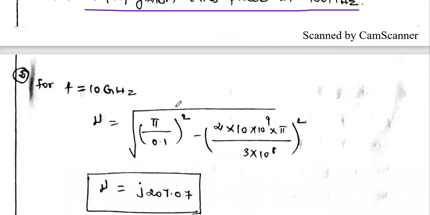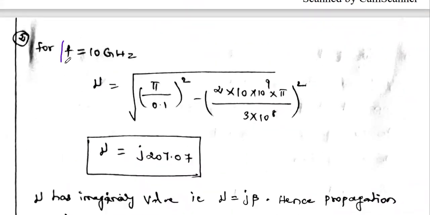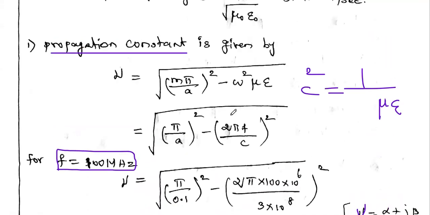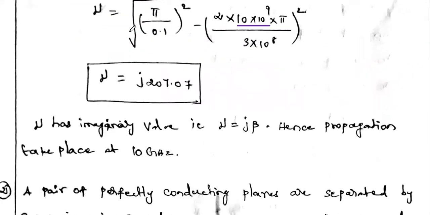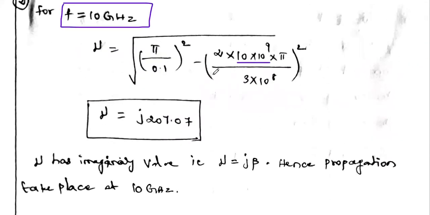Now we are going to check the other frequency. What is the other given frequency? 10 giga. Similarly, you find the propagation constant at 10 gigahertz using the eta formula. Instead of f you substitute 10 giga: pi by 0.1 the square minus 2 into f, where f is 10 into 10 to the power 9, giga means 10 to the power 9, into pi divided by 3 into 10 to the power 8, the whole square. If you solve, it is this answer minus this answer.